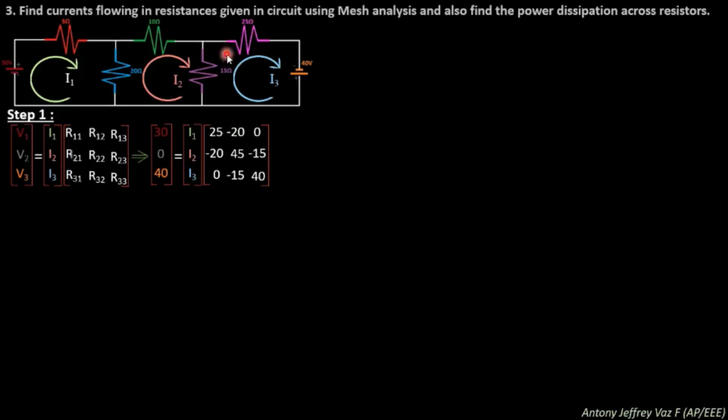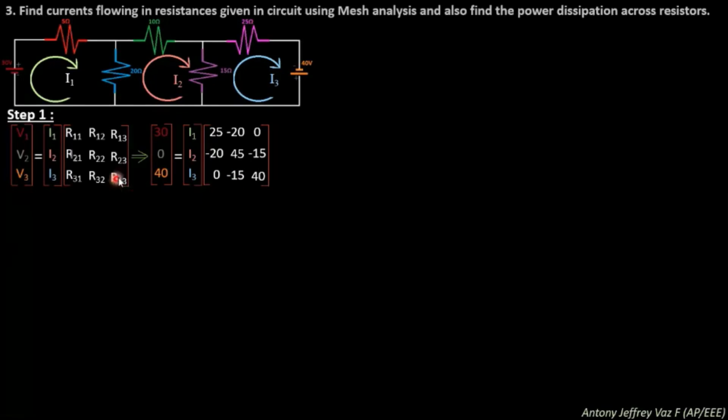And for here, you need to see R31. You see loop 3 is over here and loop 1 is over here. So there is no common thing between loop 3 and loop 1 because loop 2 is present in between loop 1 and loop 3. So you will get R31 value as 0. Similarly, you will get R13 value as 0. So next you need to find R32. Loop 3 is here, loop 2 is here. So the common thing is 15 ohms. So what you need to put is minus 15 over here.